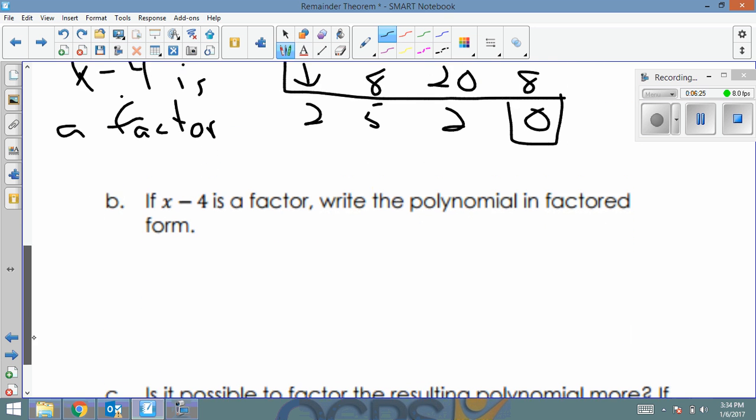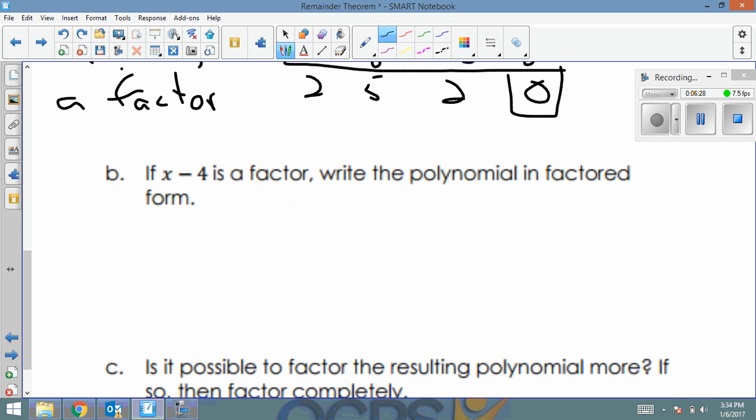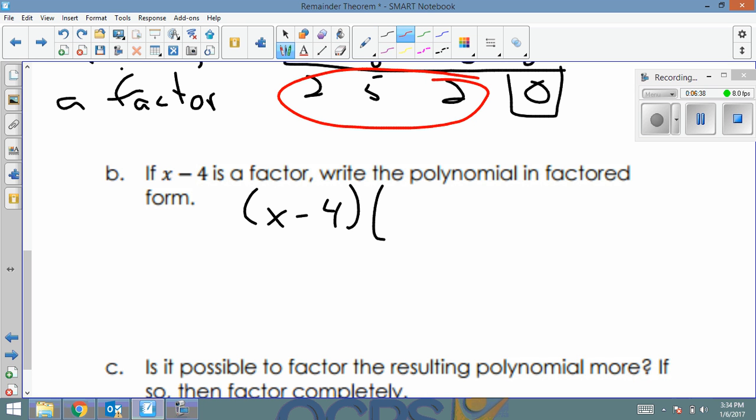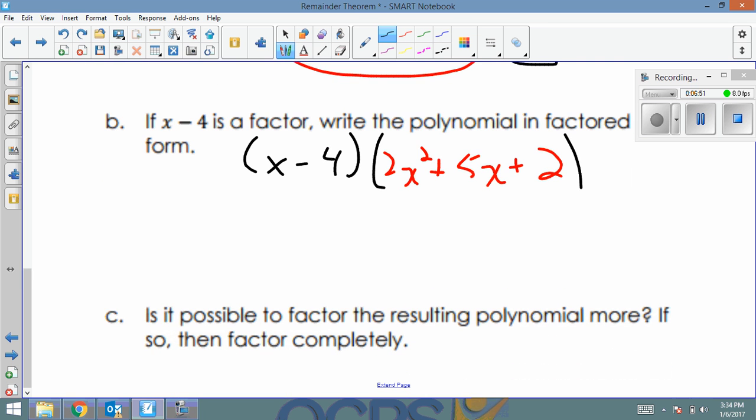So it says if x minus 4 is a factor, write the polynomial we get in factored form. Okay, so x minus 4 times the rest of this polynomial here. So we go 2x squared plus 5x plus 2. Okay, and then it says if it's possible to keep factoring, factor it some more.